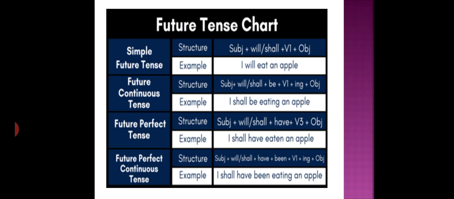See the chart, future tense chart. Simple future tense, structure has been given there. Then there is an example. I will eat an apple. I shall be eating an apple. With I and we use shall. Will and shall are one and the same. I shall have eaten an apple. I shall have been eating an apple.